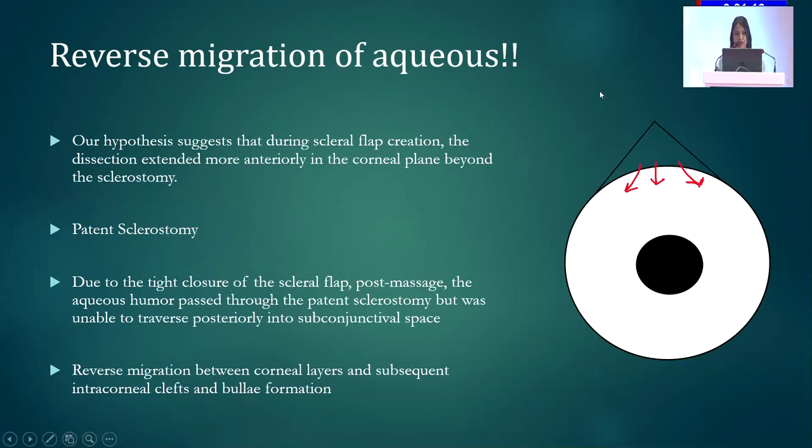Our hypothesis suggests that during scleral flap creation, the dissection of the scleral flap extended more anteriorly in the corneal plane beyond the sclerostomy. So the sclerostomy was patent, but when we gave the bleb massage, aqueous traversed through the sclerostomy, but because of the tight scleral flap sutures, it could not go into the subconjunctival space, and it found its way into the corneal plane, and there was reverse migration between the corneal layers and formation of intracorneal cleft and bullae.